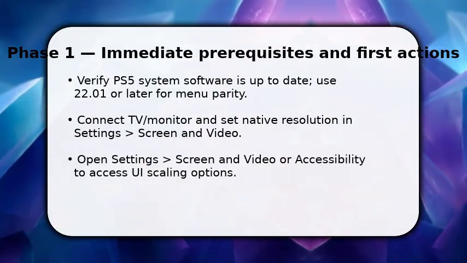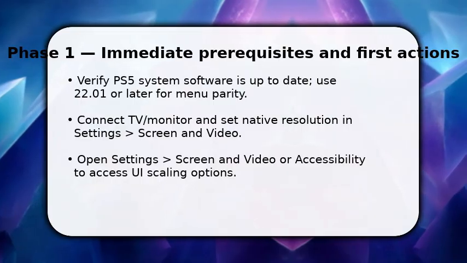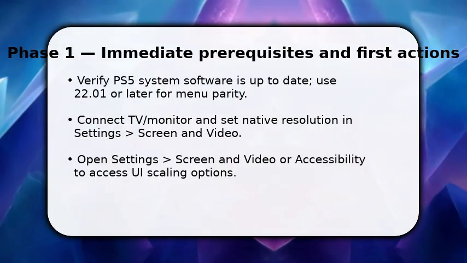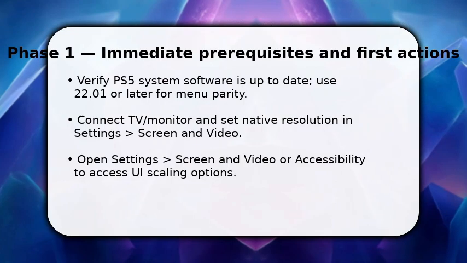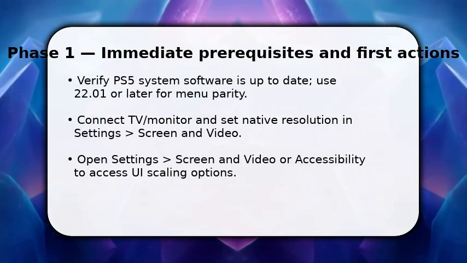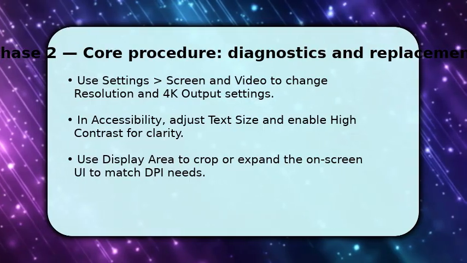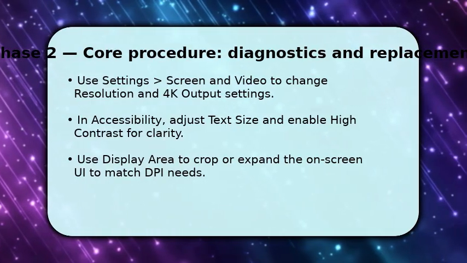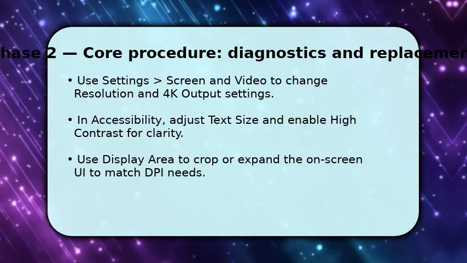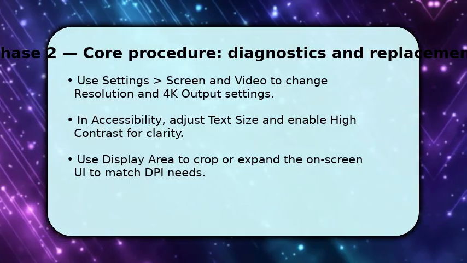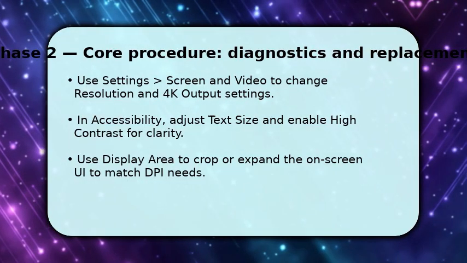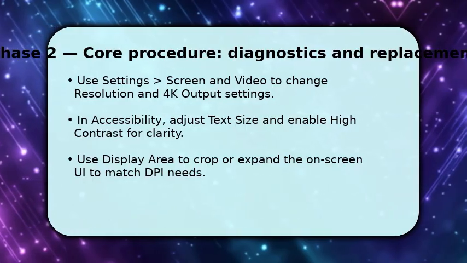These are the first actionable steps because altering resolution or text size before deeper tweaks ensures your changes will look like you expect. Next, change the core parameters that act like DPI. In Screen and Video, set resolution and 4K output to match your display because higher resolution reduces UI scaling needs. Once done, go to Accessibility and tweak text size.